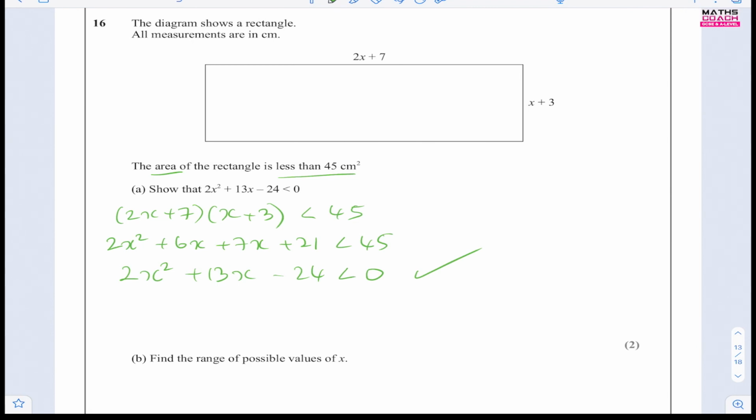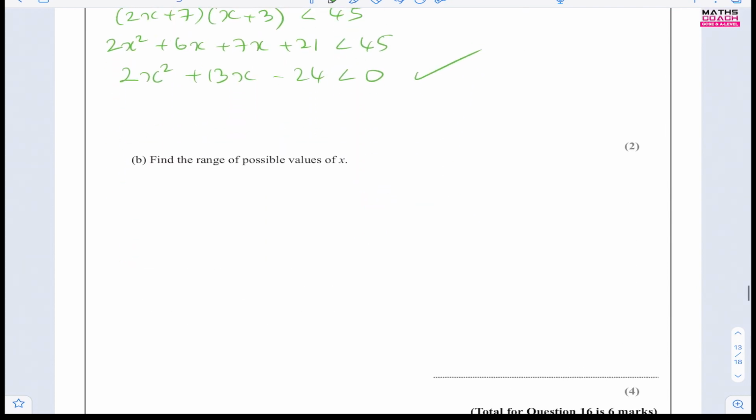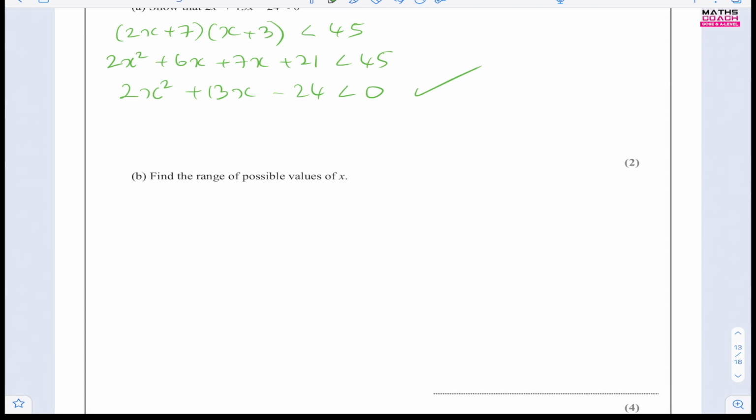The question goes on to say, find the range of possible values of x. That is simply to solve this inequality. Now, to solve this, we can treat the less than sign as an equal sign for now. So we can have 2x squared plus 13x minus 24 equal to 0, and go ahead and solve this as we would with any quadratic.